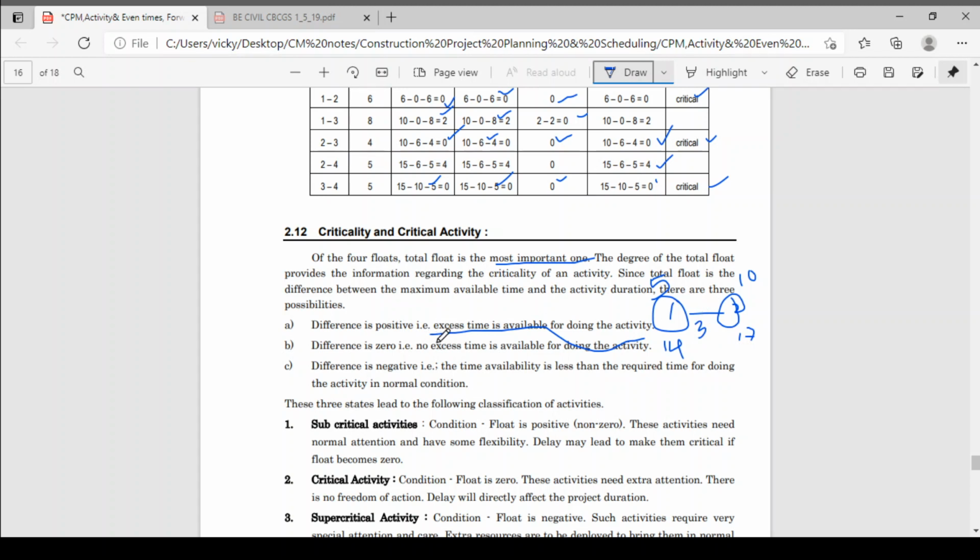Then suppose the difference is 0. Now the case is like that: 5 plus 3 is 8. Wait, I will show you. Suppose here is 8 and here is also 8. If the difference is 0: 8 minus 5 is 3, 3 minus 3 is 0. Float is 0. This activity is critical. There is no excess time for doing this activity. You have to complete that activity within the stipulated time.